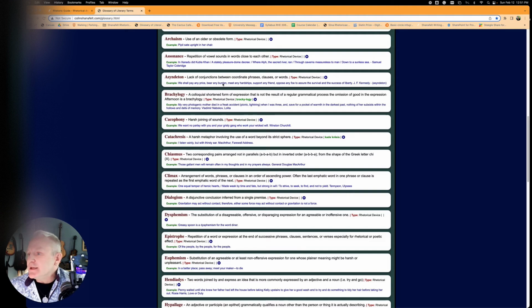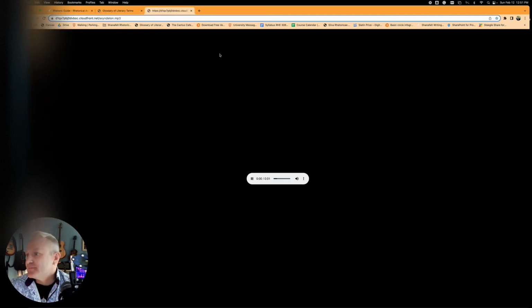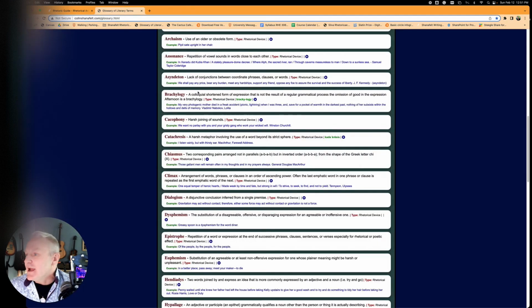Asyndeton is the lack of conjunctions between phrases and clauses in succession. So it sounds like this. Asyndeton. And the example is from John F. Kennedy, and he says, "We shall pay any price, bear any burden, meet any hardship, support any friend, oppose any foe to assure the survival and success of liberty."